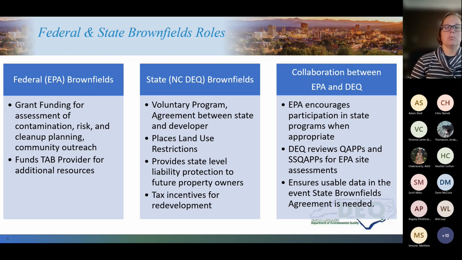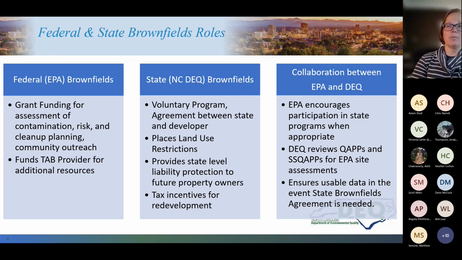This ensures that once the developer makes the site safe for the reuse with its end product, in accordance with the reviews and approvals required by the program, they are not a responsible party for that known contamination that has been documented as part of the agreement.